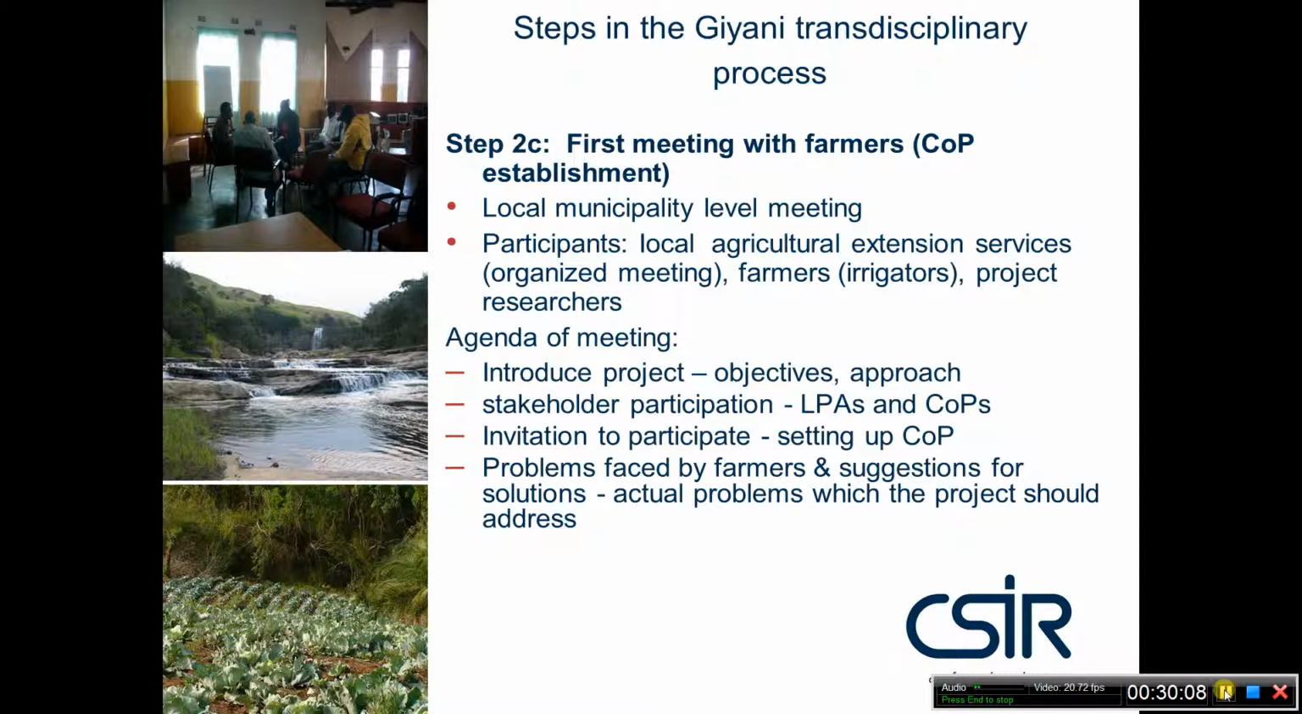The agenda of the meeting was to introduce the project, the objectives and the approach that was going to be used, and also discuss stakeholder participation through the LPAs and the COP, and invite the participants to participate in the setting up of a community of practice. The meeting also had a discussion around the problems faced by farmers, so as to get the perspective of the farmers and their suggestions for solutions. This was actually the beginning of the process of problem and solution identification, and this was what was going to inform the research agenda.